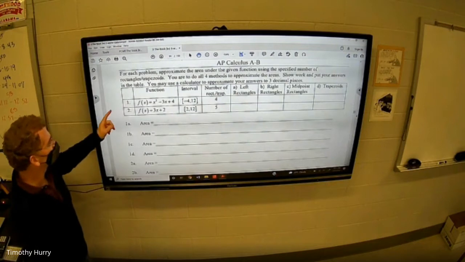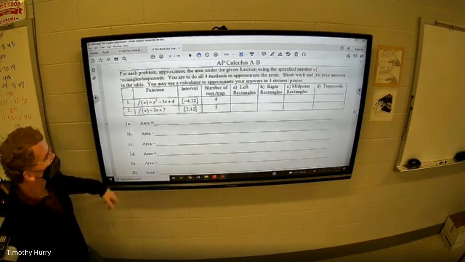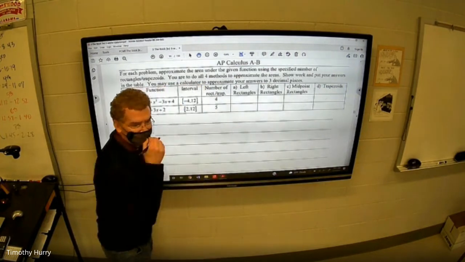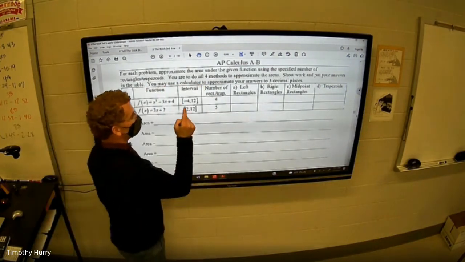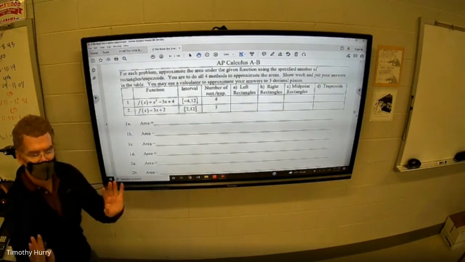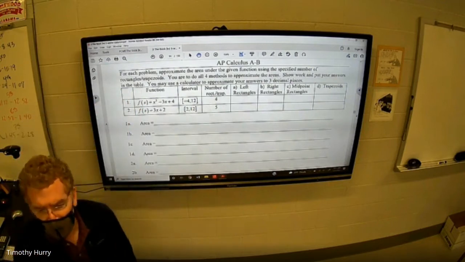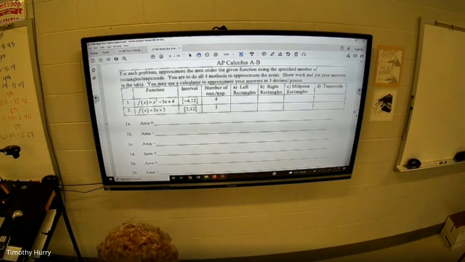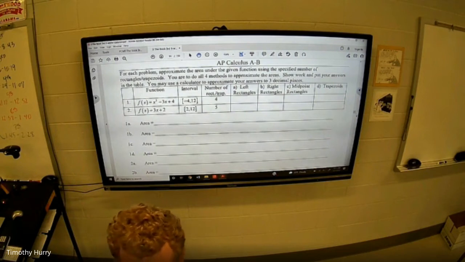So on number 1, for A, we're going to do the area using left, right, midpoint, and trapezoidal approximations, but with 4 rectangles or trapezoids. So let's think. And by the way, you should, at the end of the time or whatever, be able to do this kind of visualizing the graph in your head. But for now, if you can't visualize it, no problem. Just sketch a little something. And you don't have to sketch the graph. I usually put like a little wiggle to represent the graph, and you'll see that in a second.